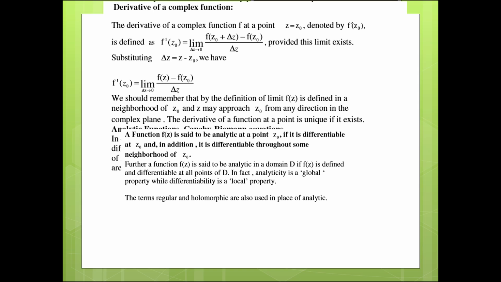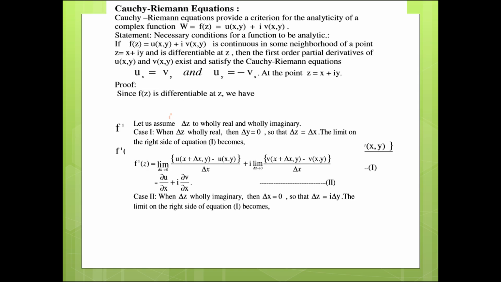The derivative of the complex function at a point is unique if it exists. Next one, Cauchy-Riemann equations. What are the Cauchy-Riemann equations? Cauchy-Riemann equations provide a Cartesian criterion for the analyticity of a complex function w equal to f of z, that is also equal to u of x comma y plus i v of x comma y.